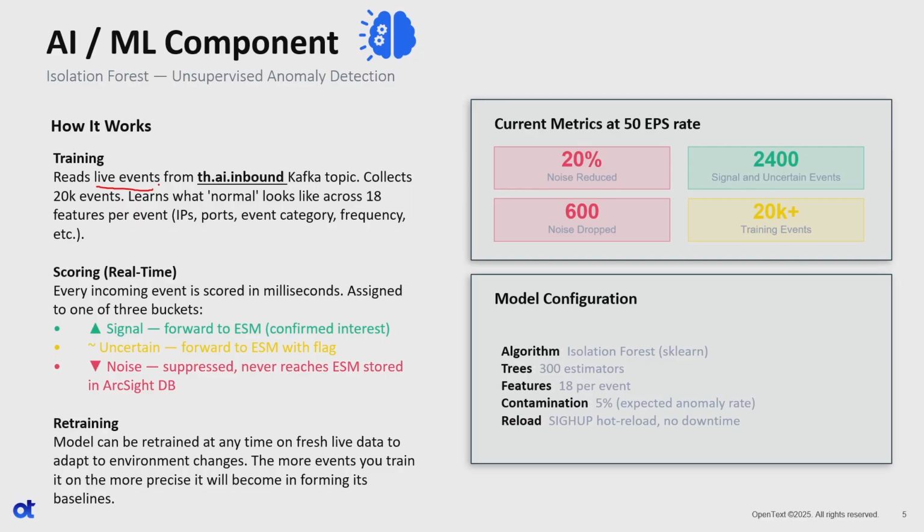So it depends on the scale and how quickly events are processed and pass through the TH AI inbound topic of transformation hub. This AI ML component has 18 evaluation features, and each and every event that passes through is evaluated against those. Every event is scored in milliseconds and assigned a simple label, a simple tag. You can think of it like this: a signal, uncertain, or noise.